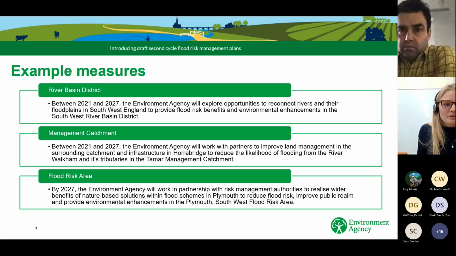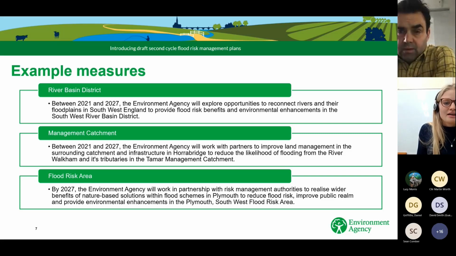Below that, you've got your management catchment level scale measures. So you've got your time scale here. By 2027, the Environment Agency would like to work with partners to improve land management. You can read this, but in a specific area. So we've got here the focus area, Horrabridge. And then underneath that, we've got our flood risk area measure.